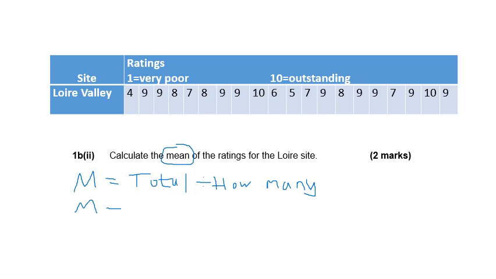Okay, so the total in this case came to 161. So you add up all those 20 numbers, which comes to 161, and then you divide by 20 because there's 20 numbers. Okay, and then the mean comes to 8.05. Okay, so again, just to recap, mean: total divided by how many?